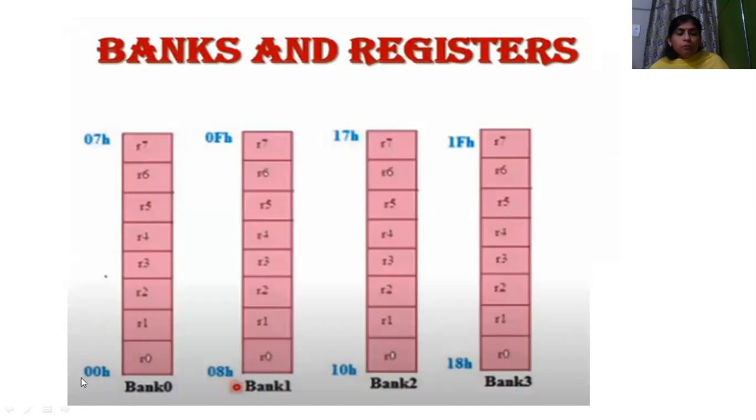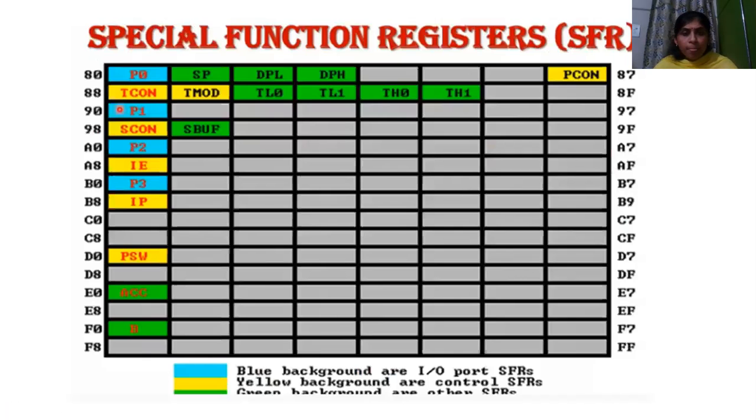This is the bank 0, address 00H to 07H. 8-bit registers are there, R0 to R7. In the same way, bank 1, the address is 08H to 0FH and registers R0 to R7. Bank 2, 10H to 17H and bank 3, 18H to 1FH. So total 8-bit registers, 8 multiplied by 4 means 32 bytes are required for these 4 banks.